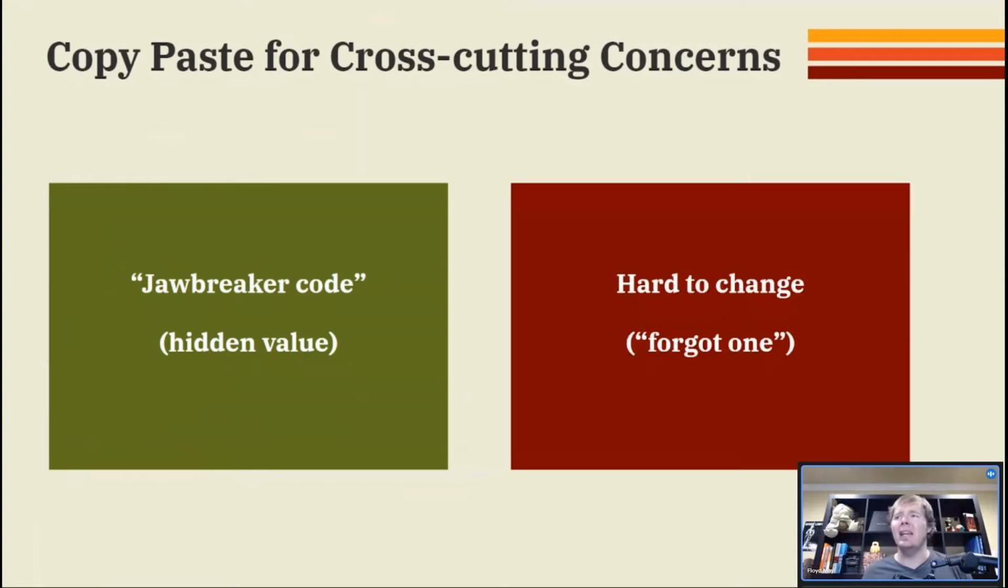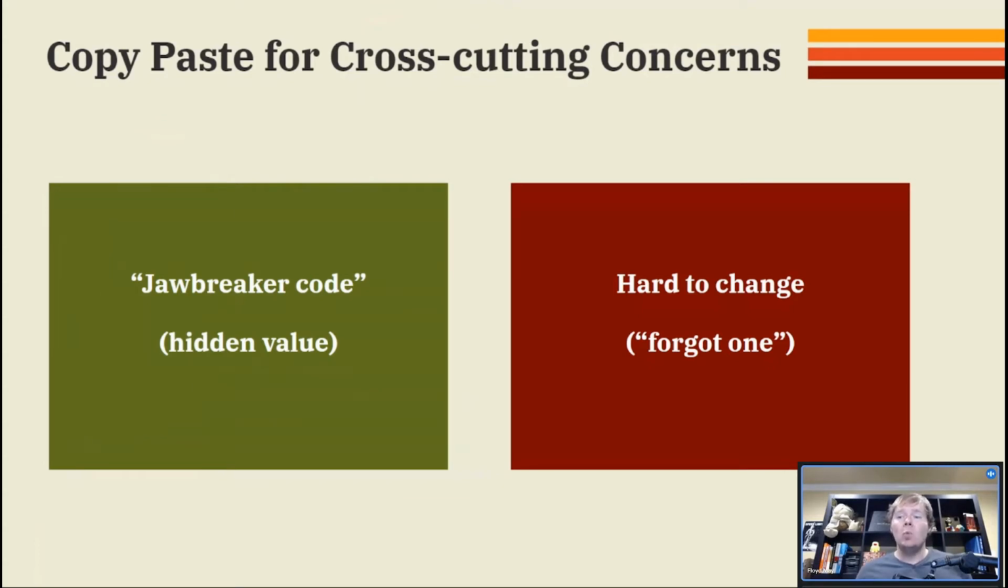And then the other reason, and this is a really important reason why you don't want to rely on copy-paste for cross-cutting concerns, is because it gets hard to change. So let's say the way you're doing authentication changes, or the way you're doing transaction management needs to change.